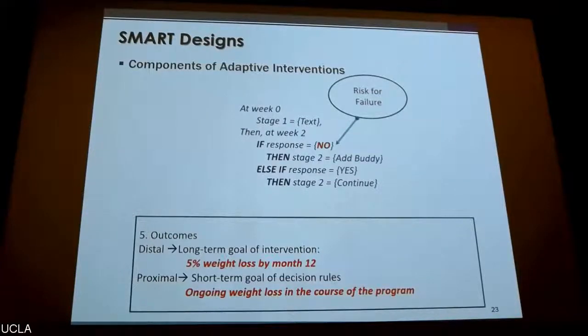See what's happening here? We're providing more support. We add another component for people who are not losing a sufficient amount of weight by week 2. Why? Because we want to encourage ongoing weight loss in the course of the program. And we want to do that because by encouraging ongoing weight loss in the course of the program, we'll be able to achieve the distal outcome, which is 5% weight loss, right? So your proximal outcomes are like mediators, pathways through which the decision rules can help you achieve your distal outcome. Does it make sense? Okay.